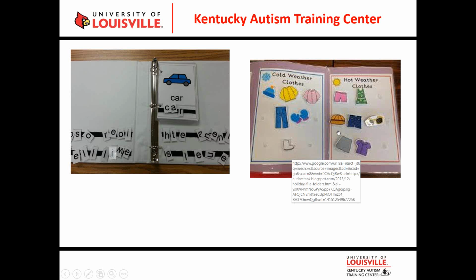And then the second picture is a hot weather versus cold weather clothes item. So they are looking for items that they can wear in the winter versus summer, and then sorting them. So that's a good skill. So that could go either way. That might be a Teacher Workstation task in the beginning and then move to Independent.